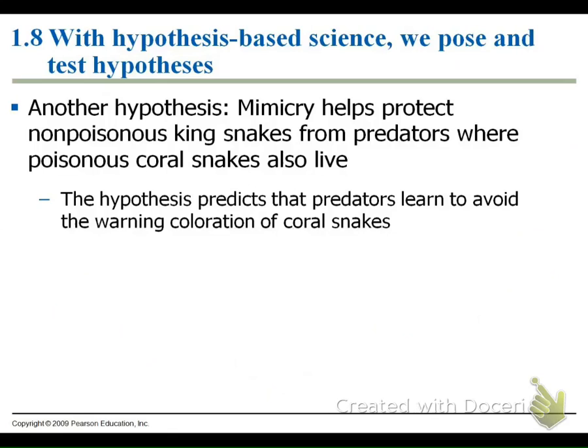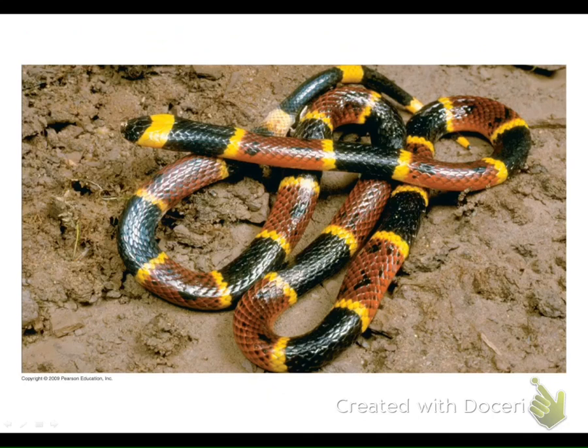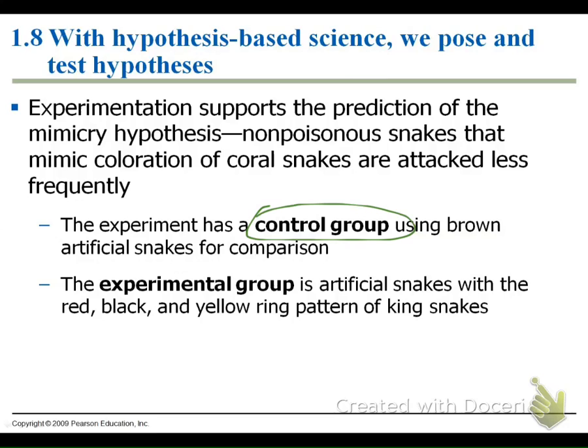I'm not sure that made any sense what I said, but look over the data, look over the bar graph. Please make sure you understand in this particular experiment the difference between the control group and the experimental group. Both the control group and the experimental group are the artificial snakes, not the real ones in the ecosystem.